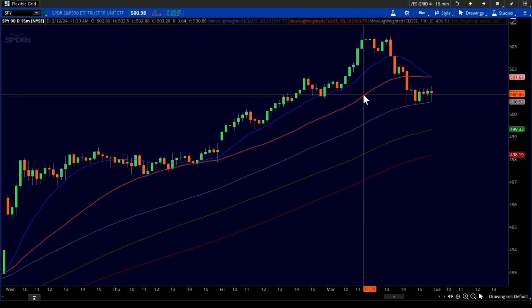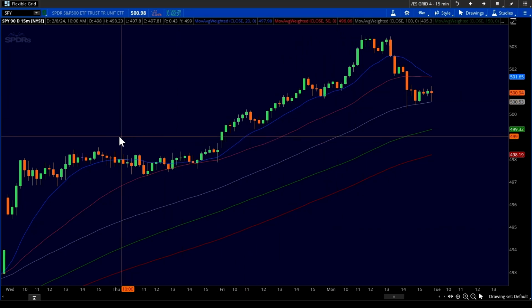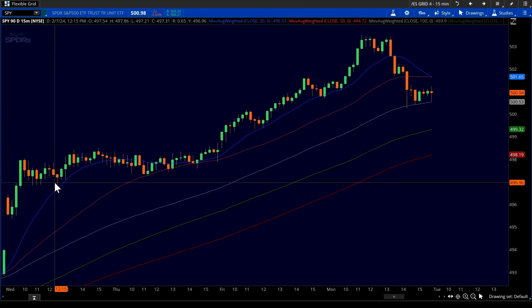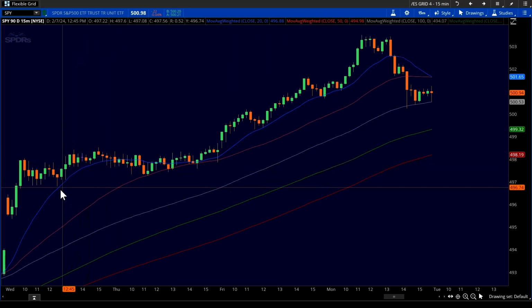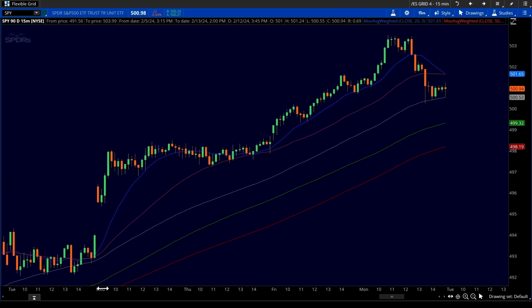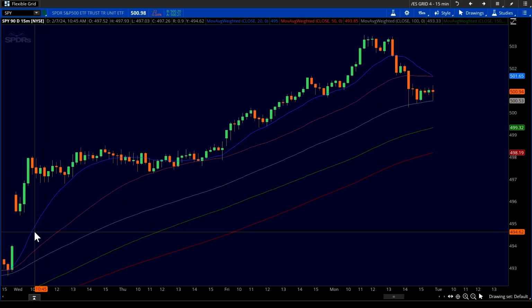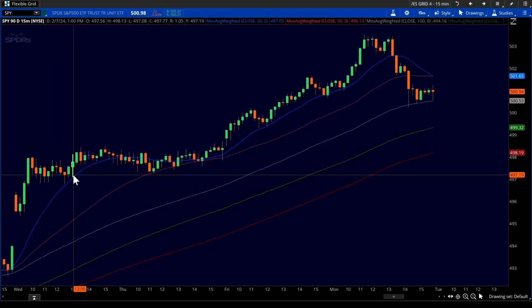Setup number two, we're going to be focusing on the 20 moving average, but it's the weighted moving average. The three main ones are simple moving average, exponential moving average, and weighted. This one is the weighted, and as you can see, since last week, price has been bouncing off the 20.